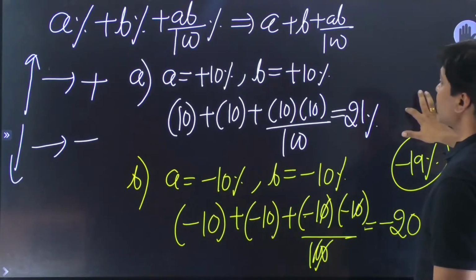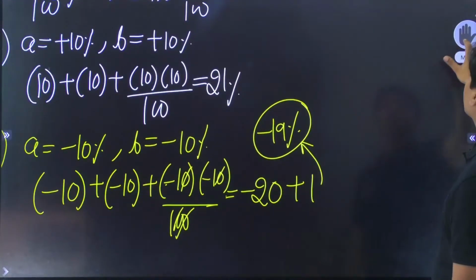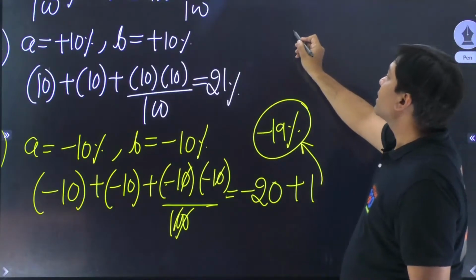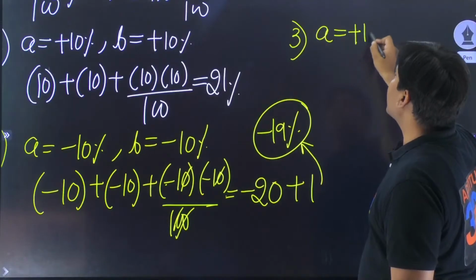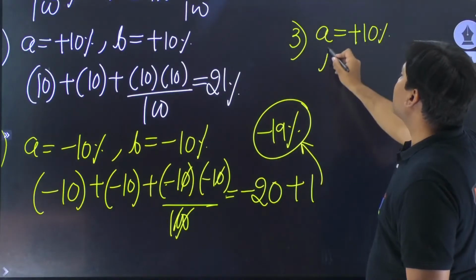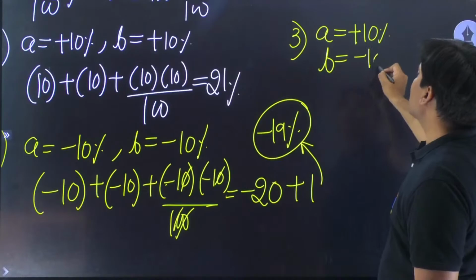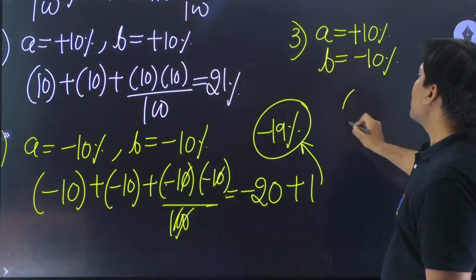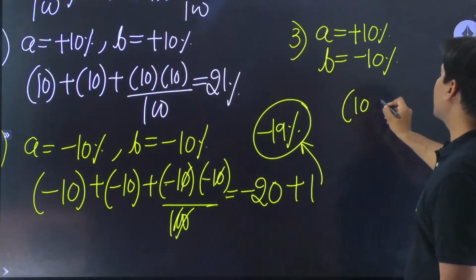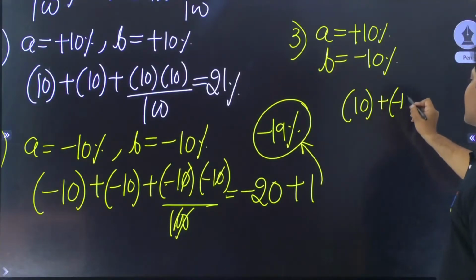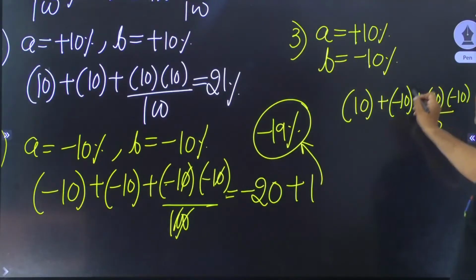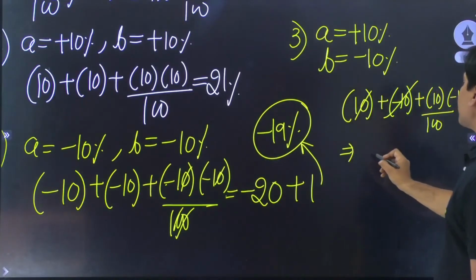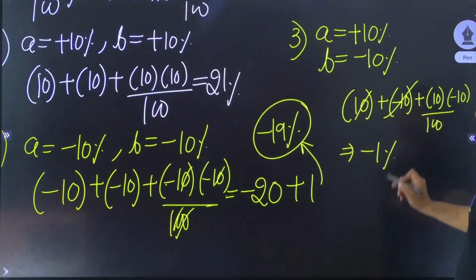How about the third case? The third case is the village population first increased by 10%, so I will take it as plus 10%, and then further it is decreasing by 10%, so I'm going to take it as minus 10%. So what is A? 10. What is B? Minus 10. What is going to be the final answer here? 10 into minus 10 upon 100, these two values are gone, and this is minus 100 upon 100, which is negative 1%.